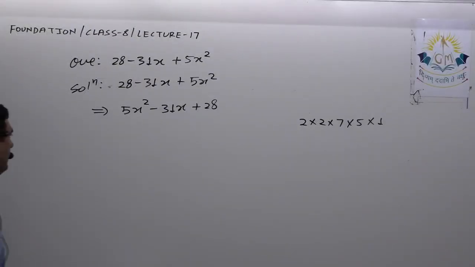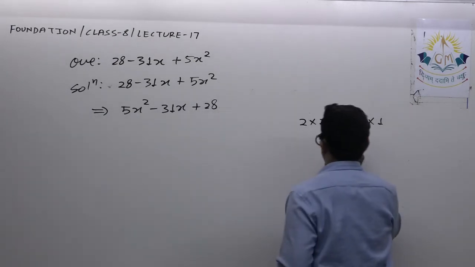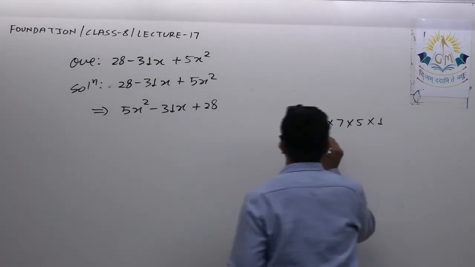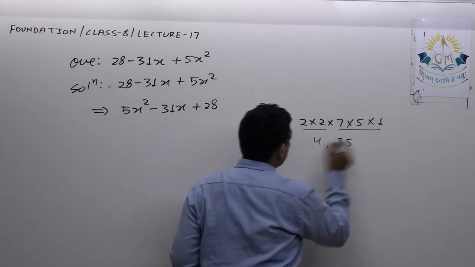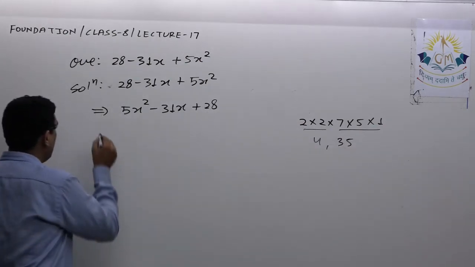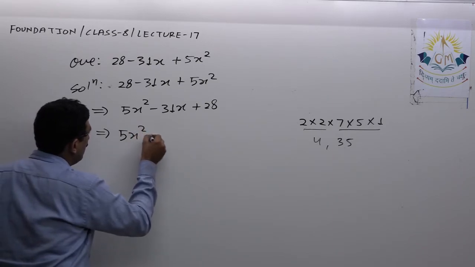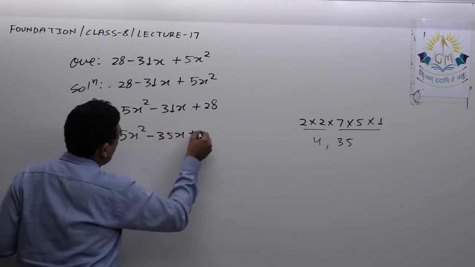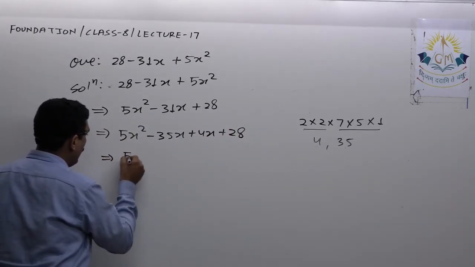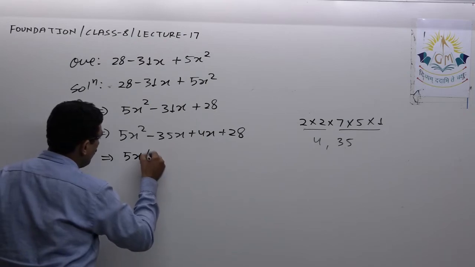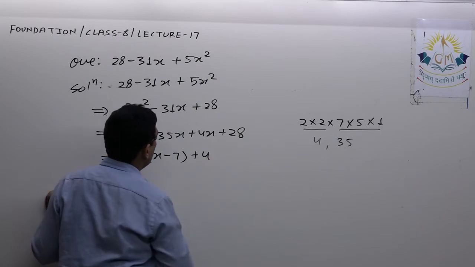Okay, so let us see how to solve this. These are the factors. So 2 into 2, 4, and 7 into 5, 35. So 4 and 35. Yes, their difference gives me 31. So here I do write 5x square minus 35x plus 4x plus 28. So here I can take 5x common, so I will get x minus 7, and over here I can take 4 common.